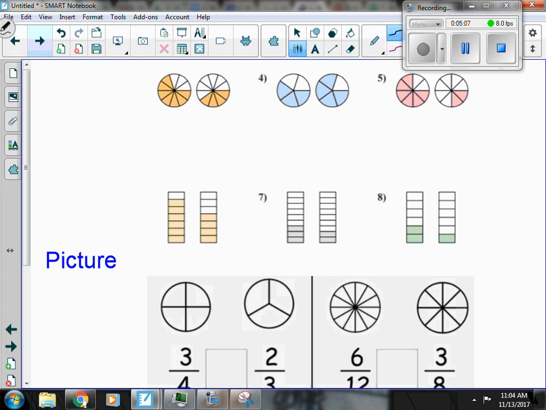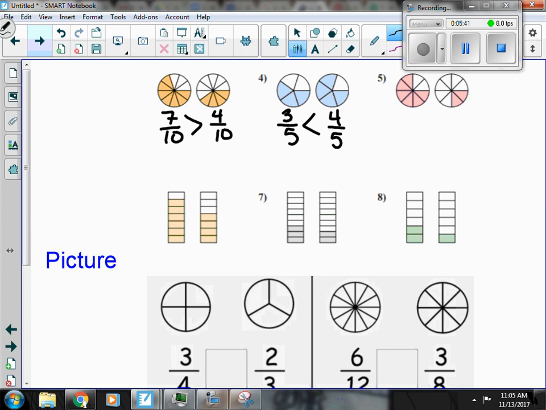On my first one, I can see that I have 1, 2, 3, 4, 5, 6, 7 out of 10 shaded. And here I have 4 out of 10 shaded. And it's pretty obvious to see when I look at the pictures that there's far more shaded with my 7/10 than my 4/10. My next one, I have 3/5 shaded here and 4/5 shaded here. And my 4/5 again has a lot more shaded, so 4/5 is a greater fraction.